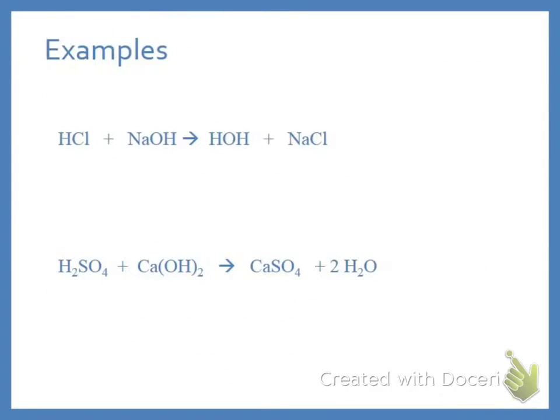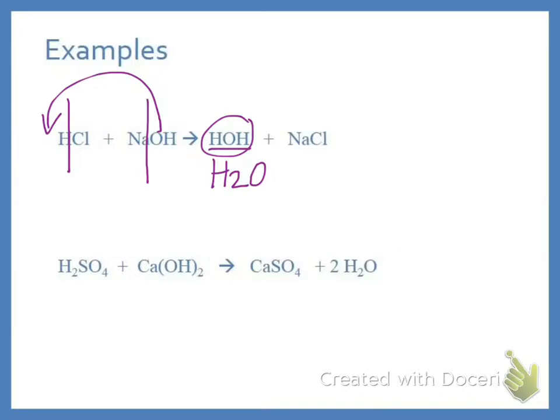Here are two examples of neutralization. First is the classic example, which makes water. Sometimes we write it like that, but it's really H2O. But we write it like that so you can see that the H and that OH come from the acid and the base. And so that's how we get that. But it's the same thing as H2O. We just write it as HOH so you can kind of see how it got there from the previous things. And of course, this would be our salt.